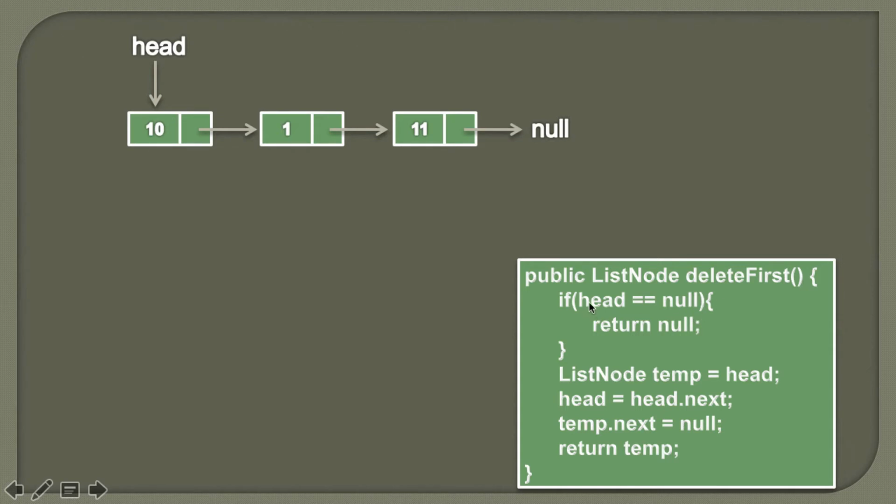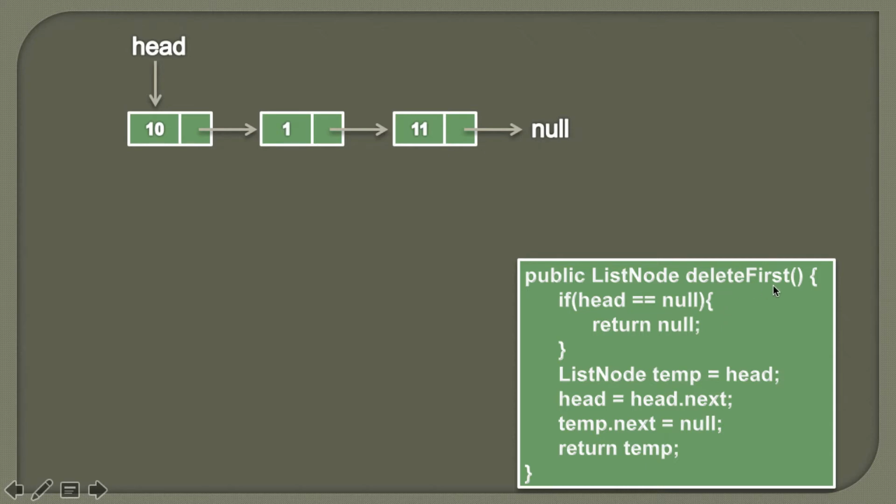Here you can see the code to delete the first element of the singly linked list. Let's see the demonstration of this method, how it manipulates this singly linked list and deletes the first node. When we call the delete first method, you can see it has a return type of list node. It will delete the first node and return it from this method.